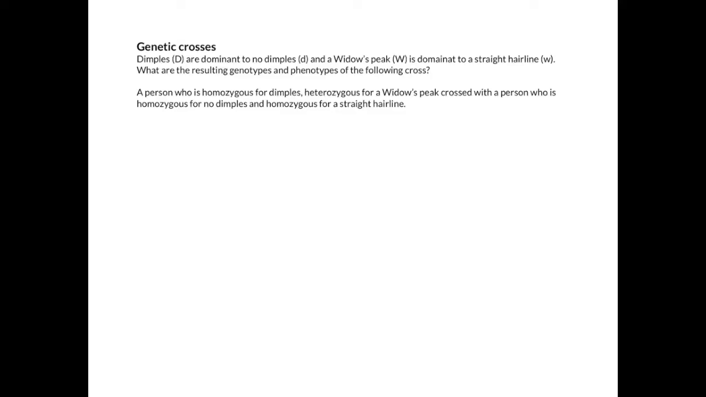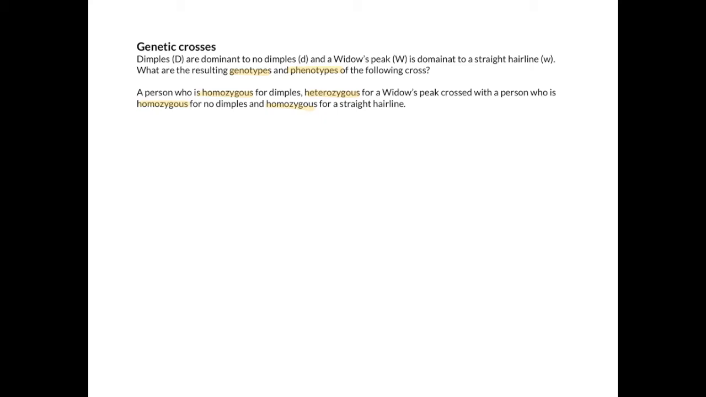Okay, let's get started. So first it tells us that dimples are dominant to no dimples, and a widow's peak is dominant to a straight hairline. And we're asked, what are the resulting genotypes and phenotypes of the following cross? A person who is homozygous for dimples, heterozygous for a widow's peak, crossed with a person who is homozygous for no dimples and homozygous for a straight hairline.